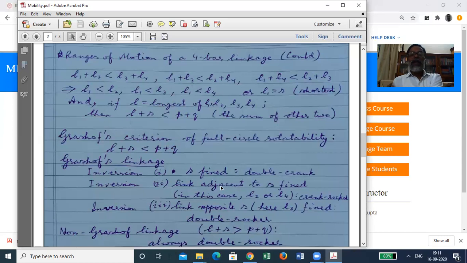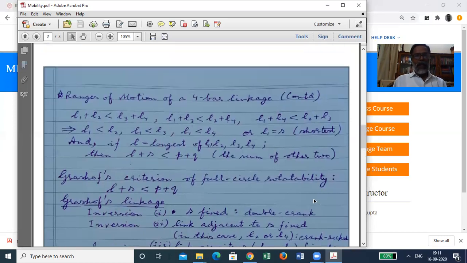If the link adjacent to S is fixed, that is, the smallest link is fixed, then you get crank rocker. That is, the smallest one can rotate full circle relative to that fixed one, and the other one will be rocker. That will not be able to turn full circle. Why? You can get that very easily because, look at the figure.